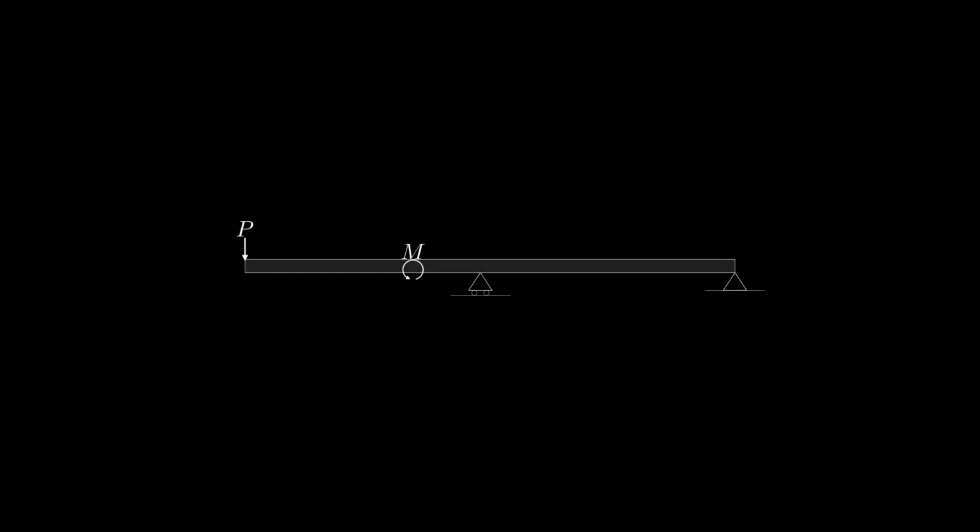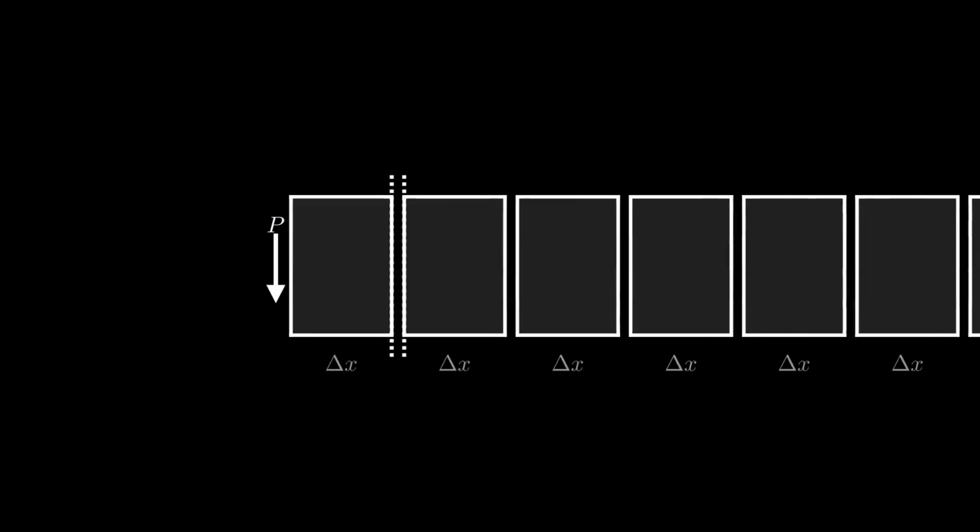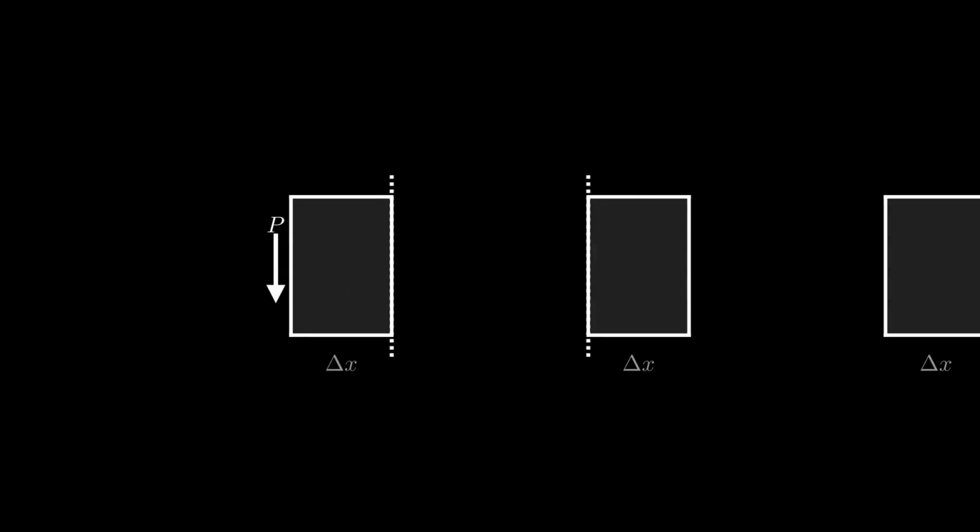Here we have a beam with a point load and a point moment. If this beam is at rest, then the support reactions must exist. Otherwise, equilibrium would be impossible. Let's split the beam into small elements. What happens between those elements? Let's look at the first one.